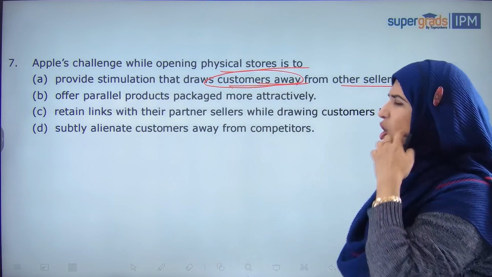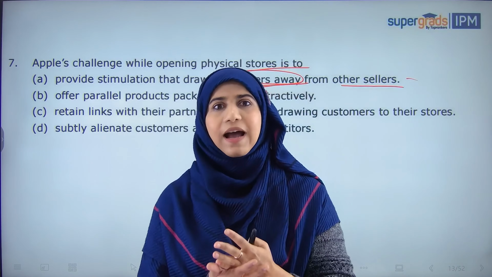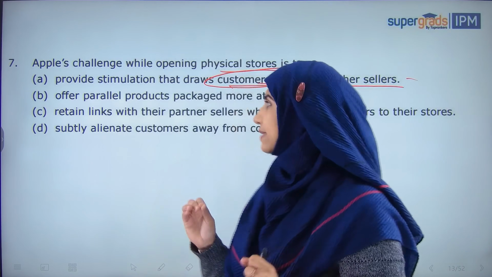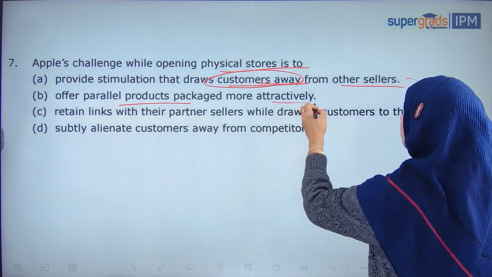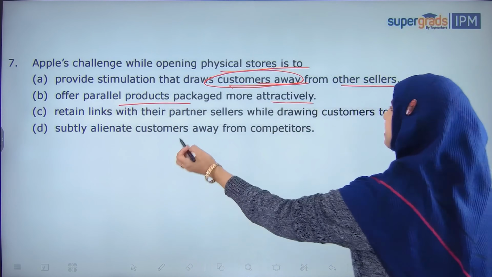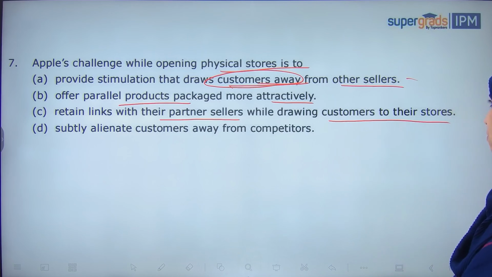Well, it is not directly mentioned in the passage as such, right? We have to go by what the passage has said. What is mentioned? Offer parallel products packaged more attractively. Retain links with their partner sellers while drawing customers to their stores.